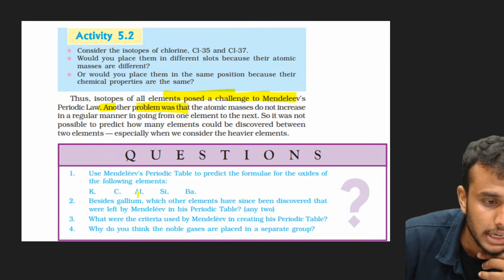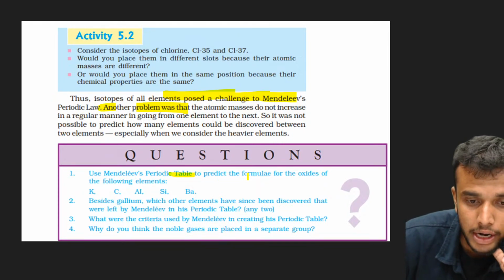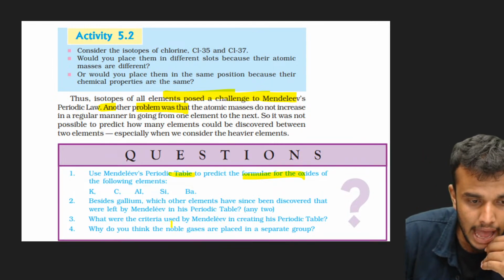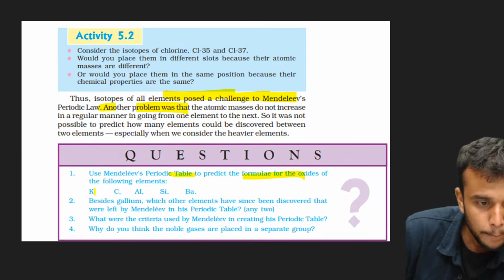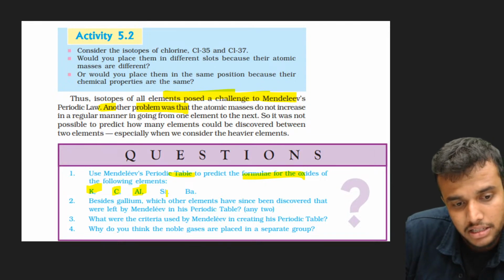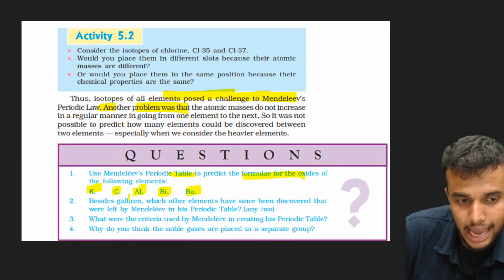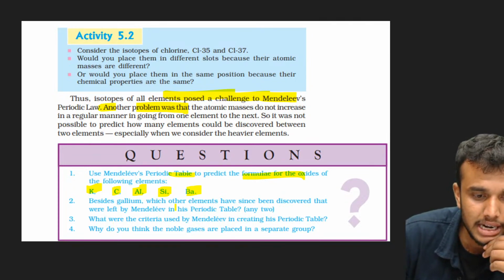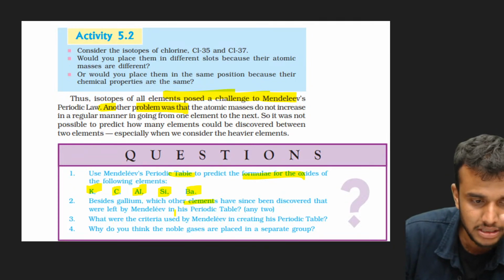Here some questions are there. Let's discuss. Use Mendeleev's periodic table to predict the formula, K2O3. We can predict that. These are the homework questions, students. Please comment these answers in the chat section: potassium, calcium, aluminium, silicon, barium. Please tell it in the chat section. Besides gallium, which other elements? Eka boron. That thing is formed now.